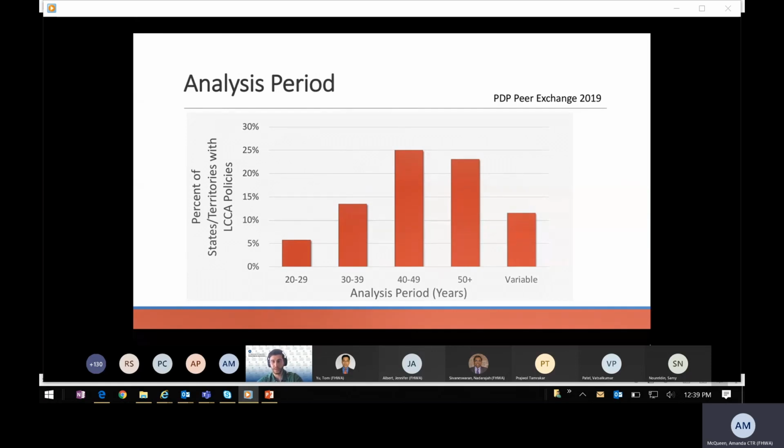Also, you might notice the variable metric there. I would like to note that that specifically is included to account for agencies in analysis that indicated the usage of different analysis periods for different types of projects according to their pavement design policy. Next slide.